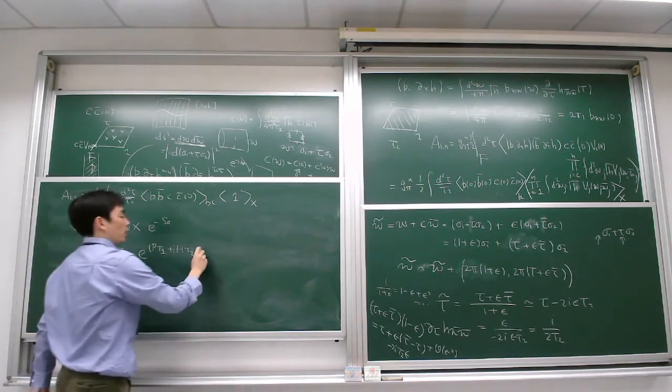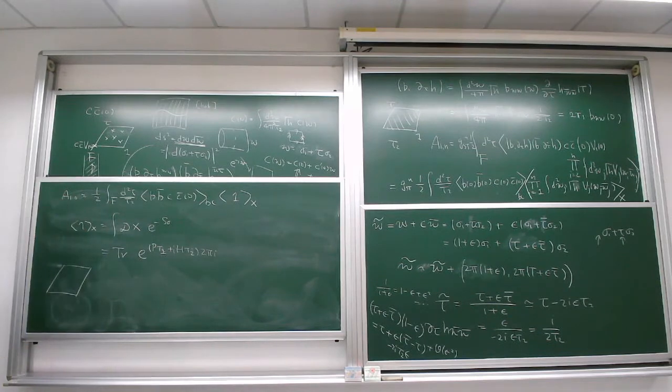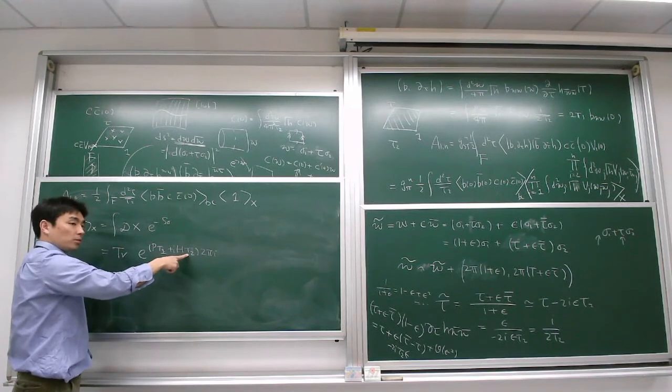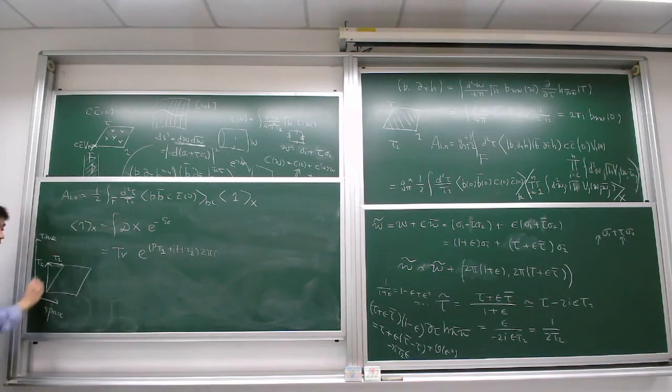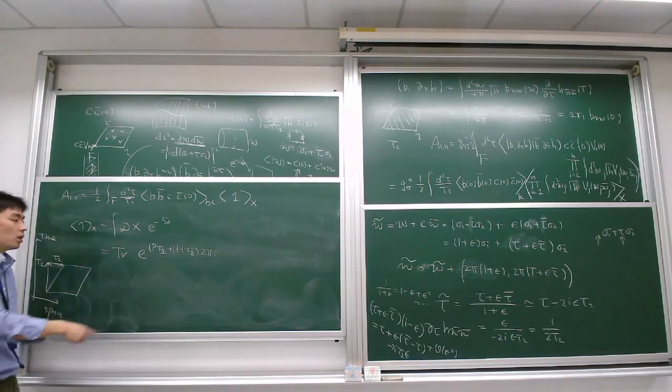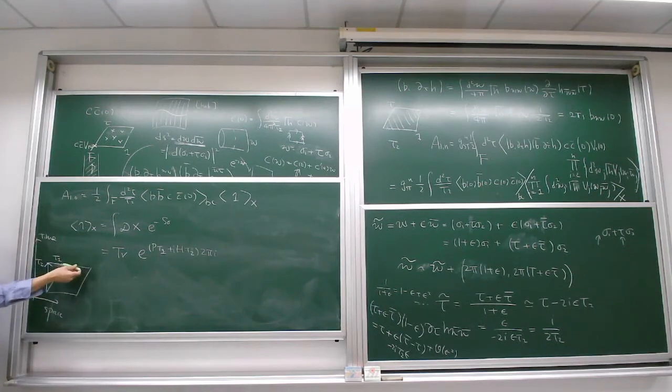Times 2 pi i. So as you can see, on the torus tau, this direction is tau 2 and this direction is tau 1. Here sigma 2 is indeed the time direction, and this is the spatial direction. Therefore time translation is e to the 2 pi i times Hamiltonian times tau 2. Tau 2 is the length of time, and this i comes from going from Minkowski to Euclidean. And P is the spatial translation.